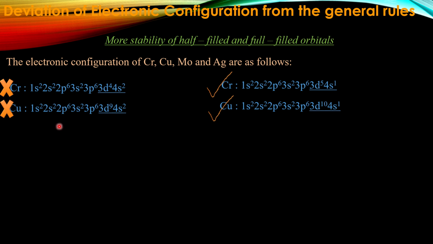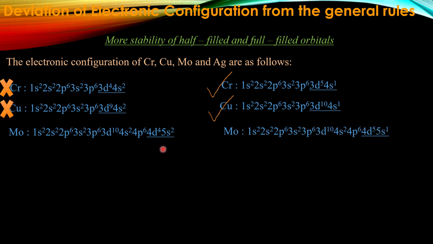In the same way, if we write the electronic configuration of molybdenum, its atomic number is 42, then it will be 1s2, 2s2, 2p6, 3s2, 3p6. Here I have written it by arranging the orbitals: 3d10, 4s2, 4p6, 4d4, 5s2. It should be the correct electronic configuration, but here the electronic configuration will be 4d5, 5s1 to make the 4d orbital half-filled. So this is the correct electronic configuration and this is wrong.